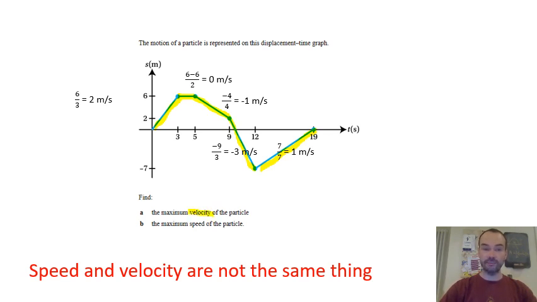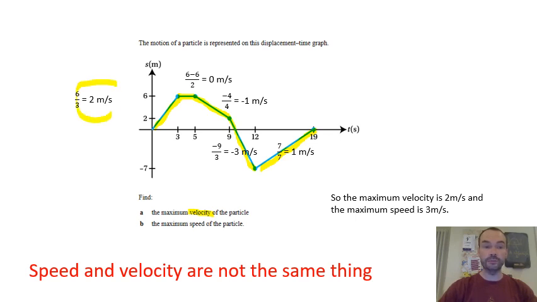Maximum velocity is the velocity, well, it has to be positive. Positive velocities are bigger than negative ones. So it's 2 meters a second, which is that one.